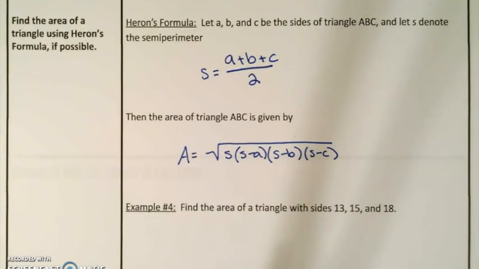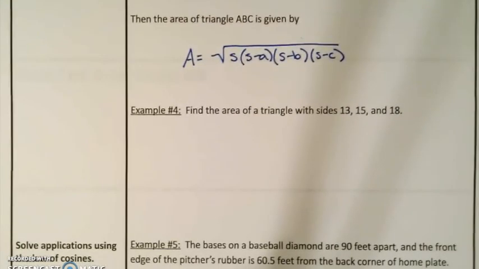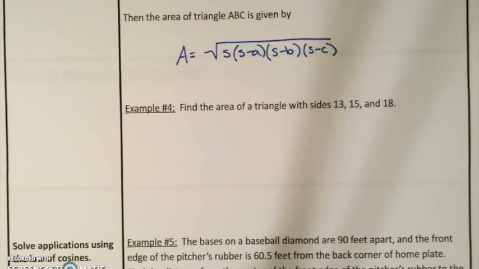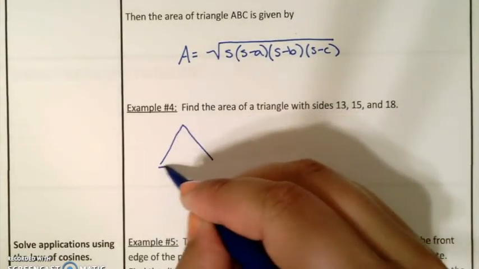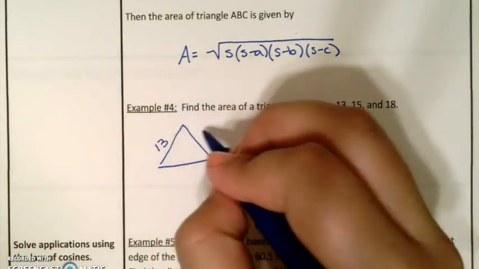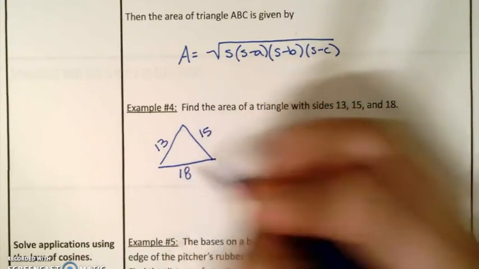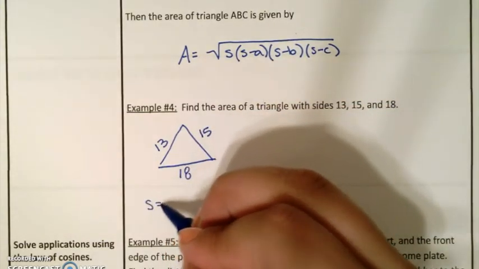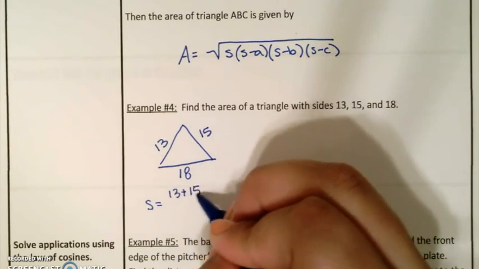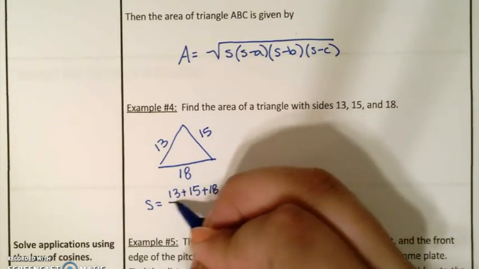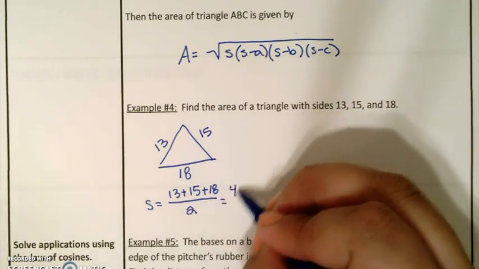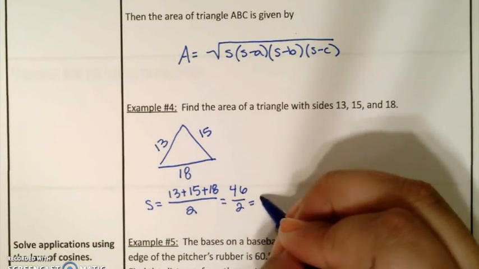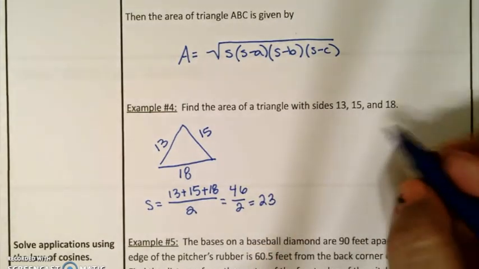So let's look at example 4. In example 4, we're finding the area of a triangle with sides 13, 15, and 18. So let's create our triangle here. 13, 15, and 18. So our semi-perimeter is 13 plus 15 plus 18, all divided by 2, which gives us 46 divided by 2. So S equals 23.